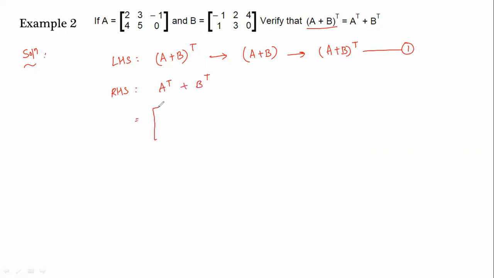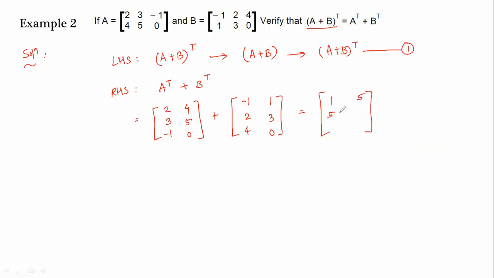What will be A transpose here? See, first row you have to write as first column. Second row you have to write as second column. This is your A transpose. What is B transpose? Minus 1, 2, 4, 1, 3, 0. So addition: 2 minus 1, 1, 5, 3 plus 2, 5, plus 3, 8, minus 1 plus 4, and 0 plus 0. And check whether you are getting LHS equal to RHS or not. LHS is equal to RHS. So a very simple example you can try.